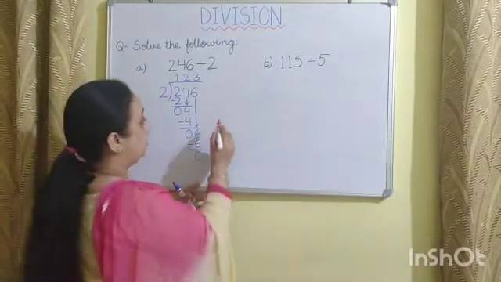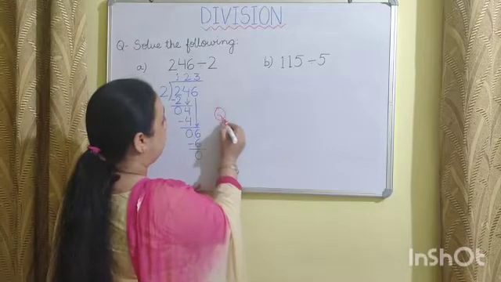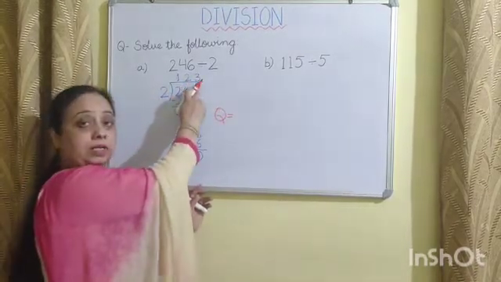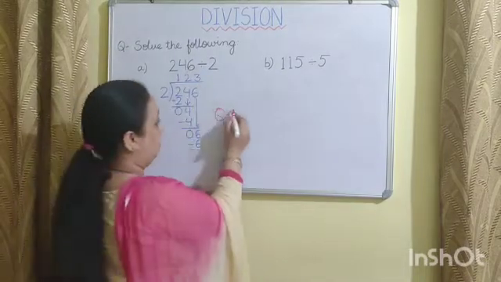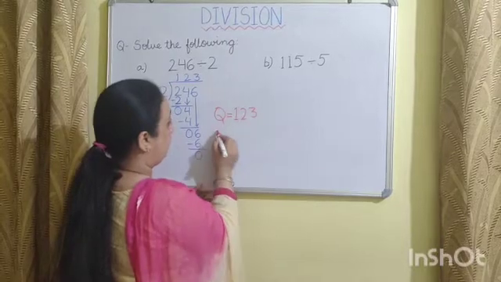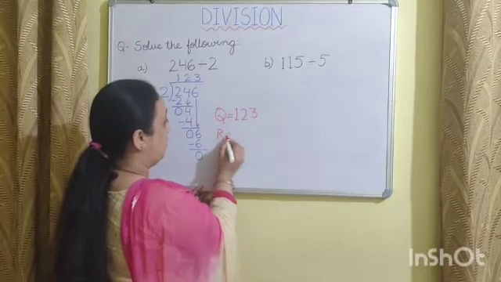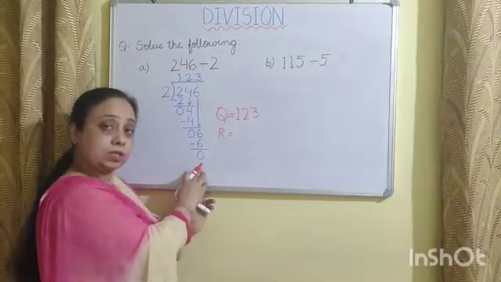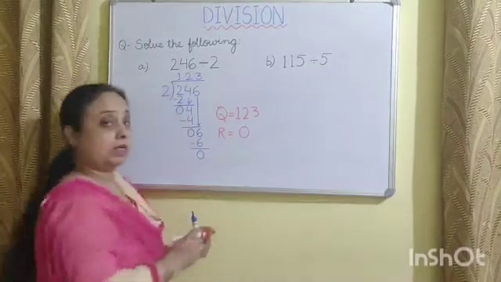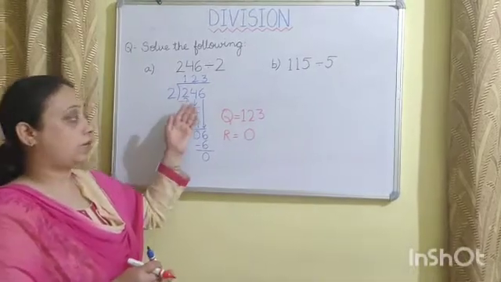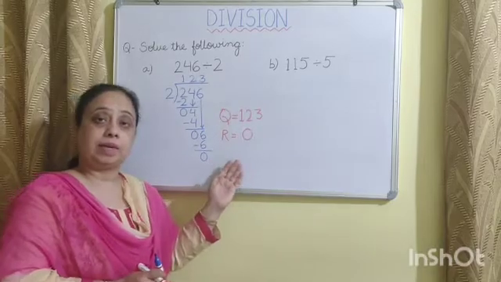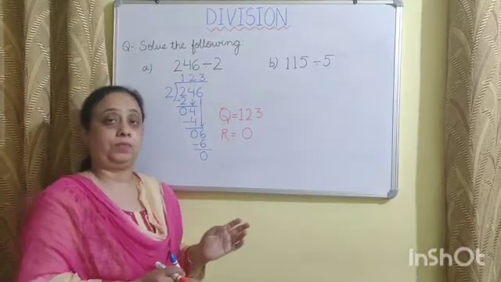What is the quotient here? Our quotient here is 123. And our remainder, that is the leftover after division, is 0 here. So on dividing 246 by 2, our quotient is 123 and the remainder is 0.